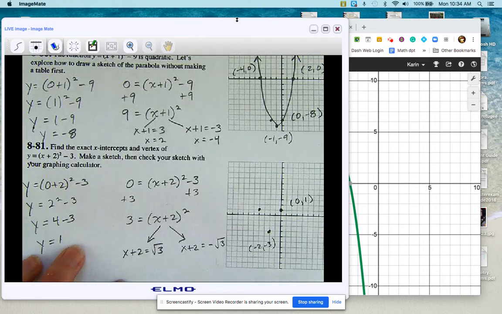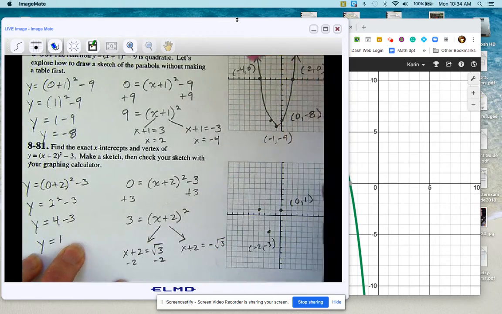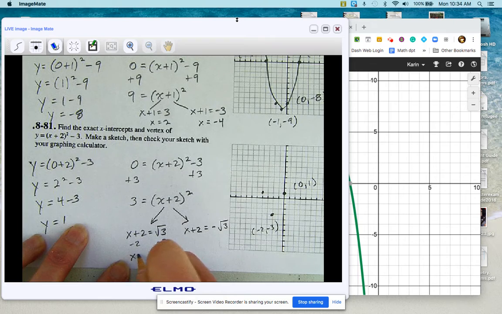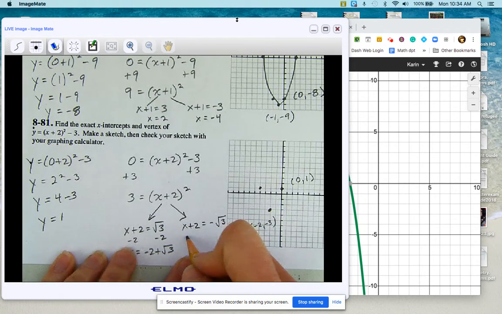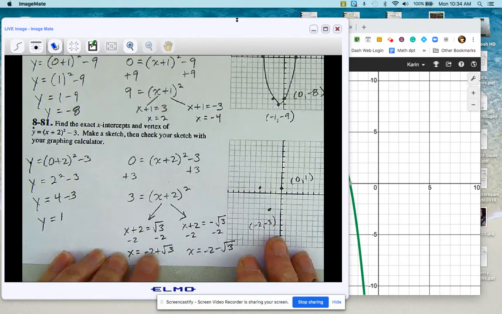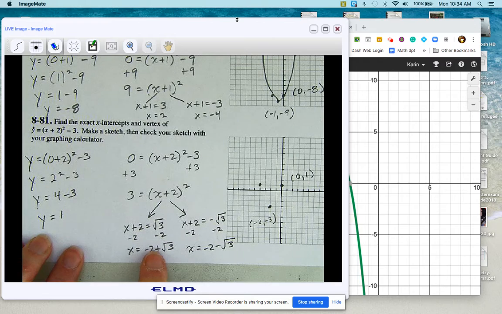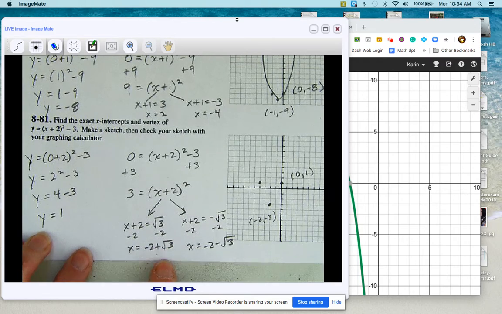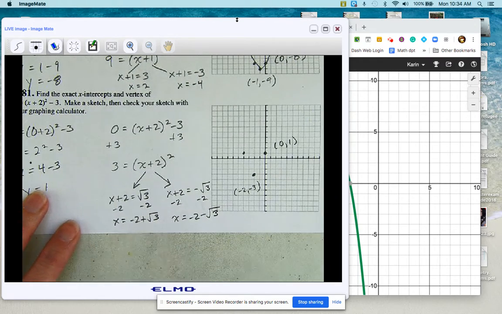Okay, so I'm just going to solve from here. I'm going to subtract 2. So I get x is equal to -2 plus the square root of 3. And I get x is equal to -2 minus the square root of 3. Now, since we want to plot this, we might want to go ahead and just figure out what the square root of 3 is, and add that to -2.